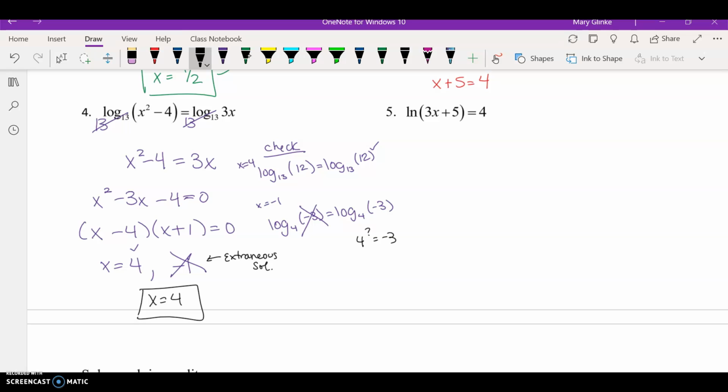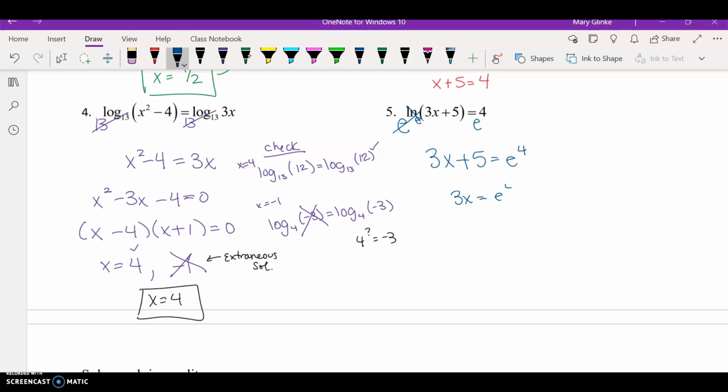Now we can also solve natural log equations the exact same way. So we get the natural log by itself. We're going to exponentiate both sides, but in order to do that, we need to make sure we know that the base here is e. So we're going to do e to the base of both sides. That's going to undo the natural log, and you get 3x plus 5 equals e to the 4th.